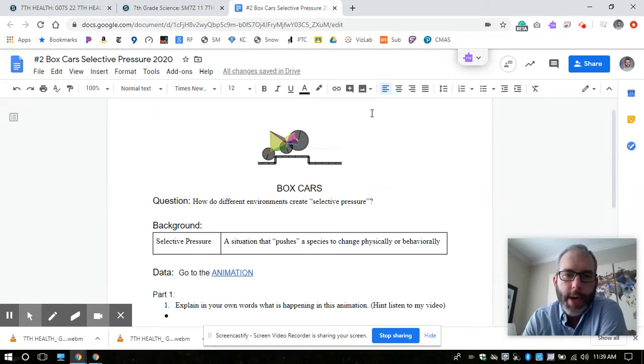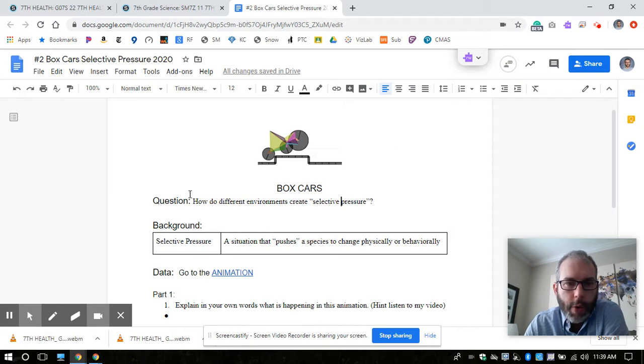All right. Hello, everybody. So here's our second assignment. This is called Box Cars. It's the same question: how do different environments create selective pressure? It's kind of our big idea that we're going to think about.